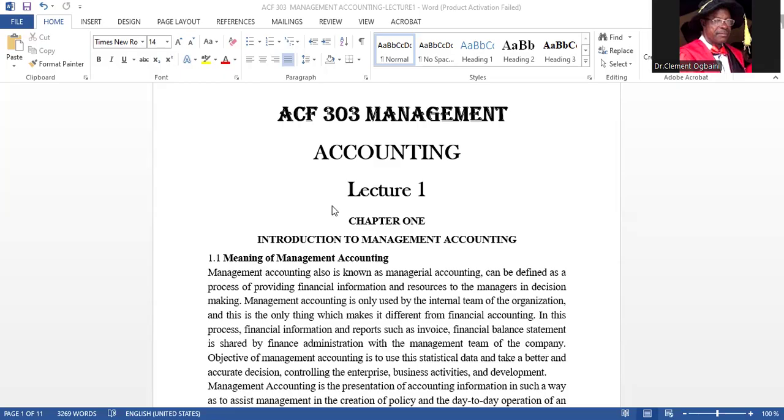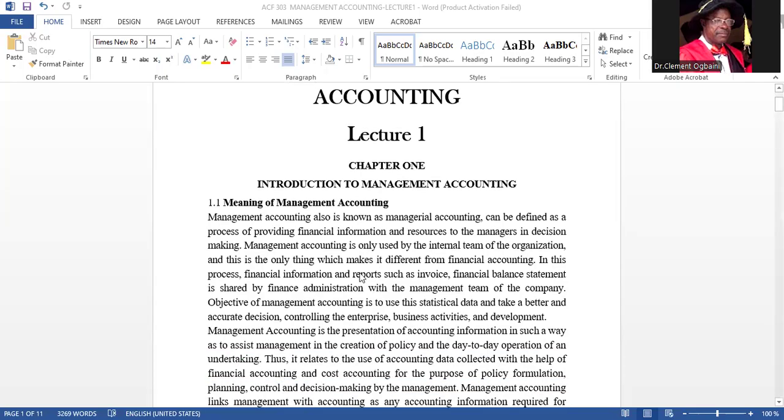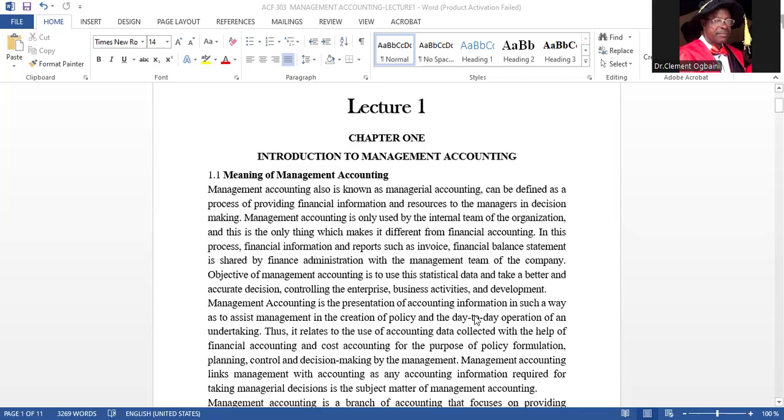When we study financial accounting, we learned that financial accounting can be used both by the management, by the owners of the company, and also by outsiders like the suppliers, the investors, the customers, and also the tax agencies. But management accounting is purely used for the internal running of an organization. And so the objective of management accounting is to use statistical data and to take a better and accurate decision in controlling the enterprise business activities, and also it will enhance development of the organization.